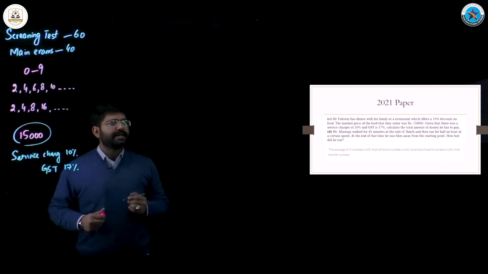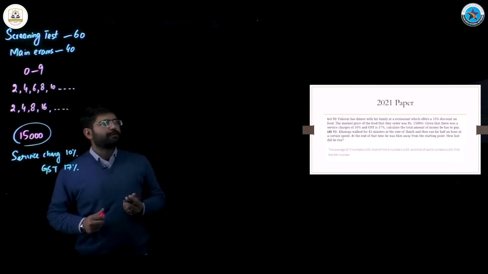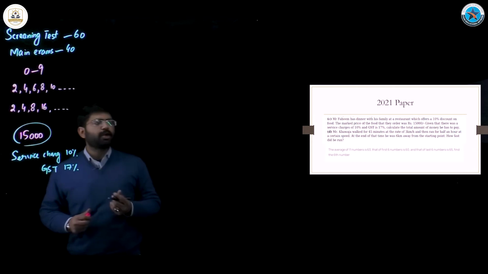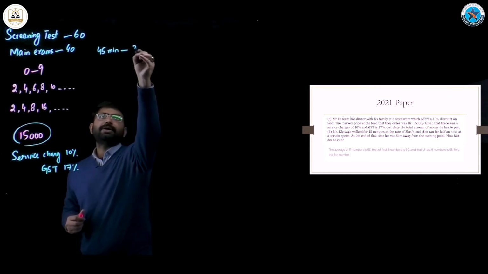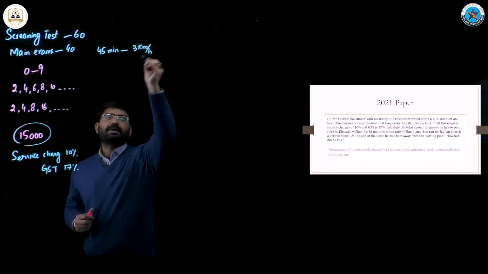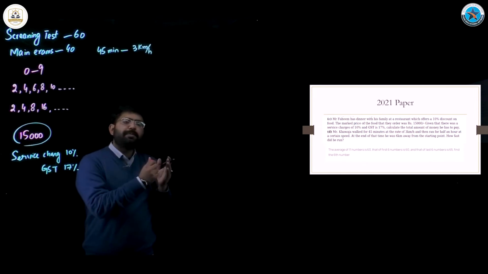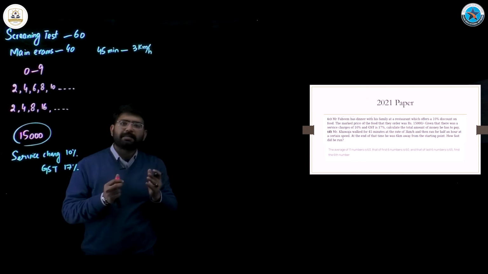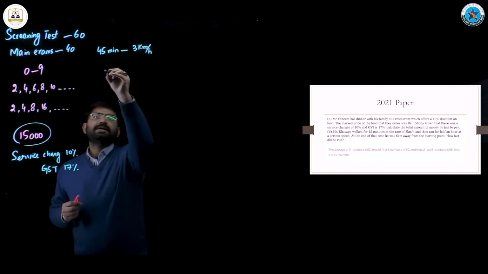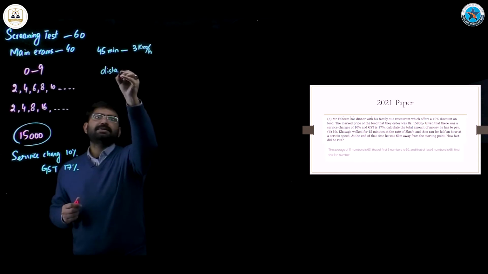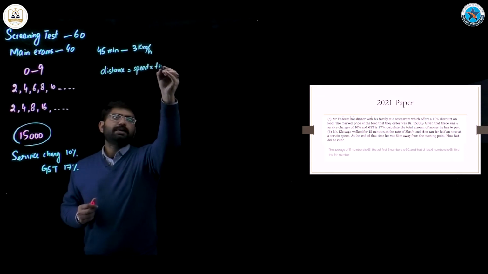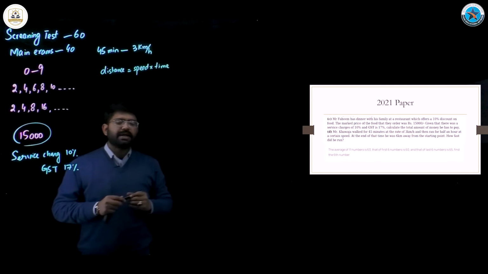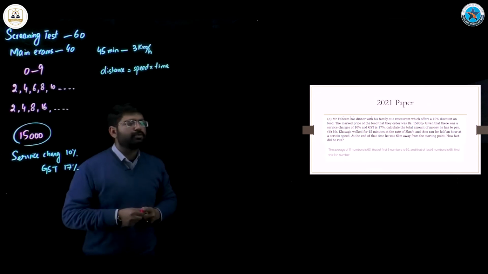Okay, there is another question. Mr. Khwaja walked for 45 minutes at the rate of 3 km per hour. So here we would be applying the basic equation, that would be distance is equal to speed into time. So this formula would help us to solve this problem.